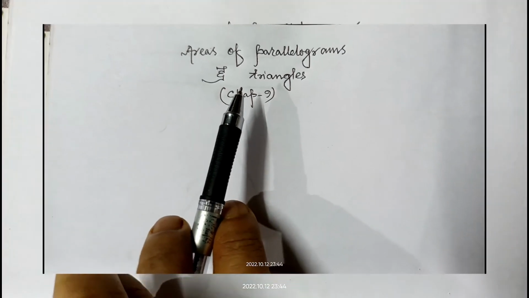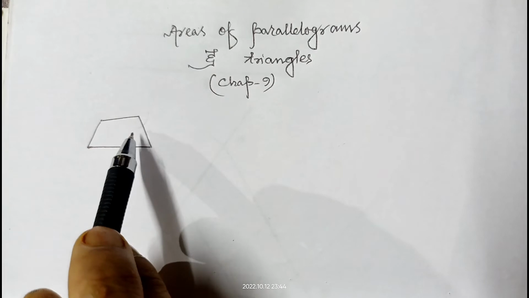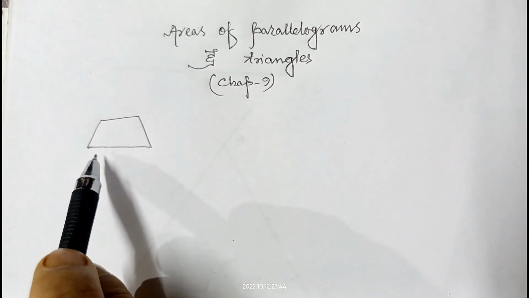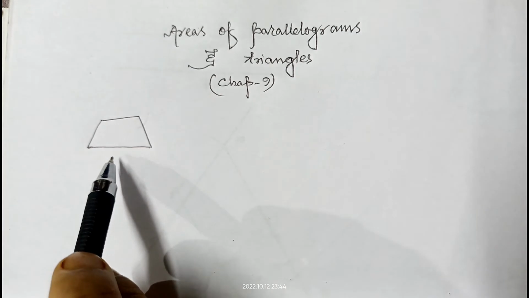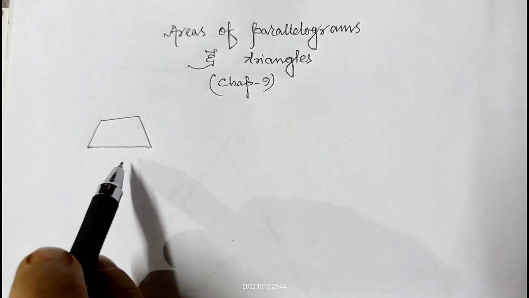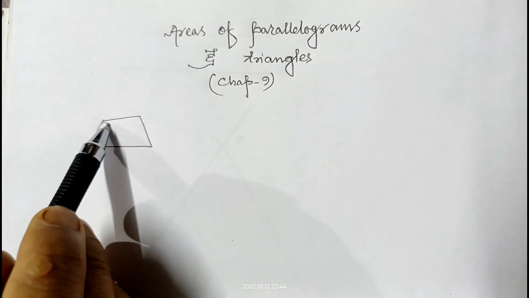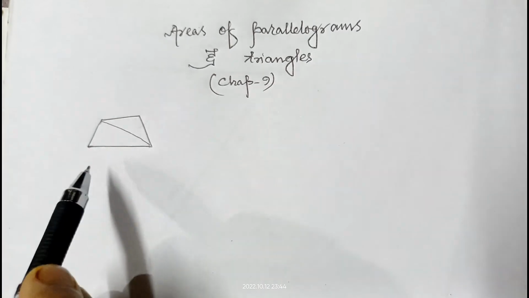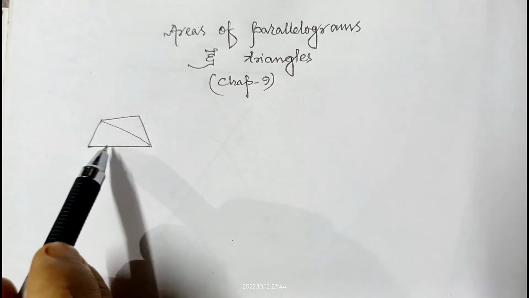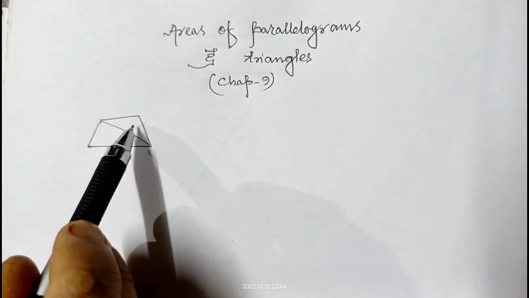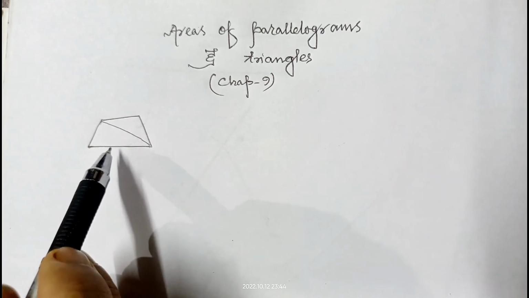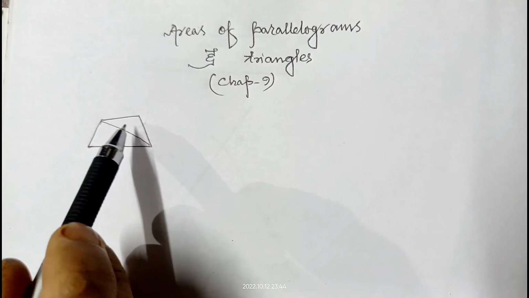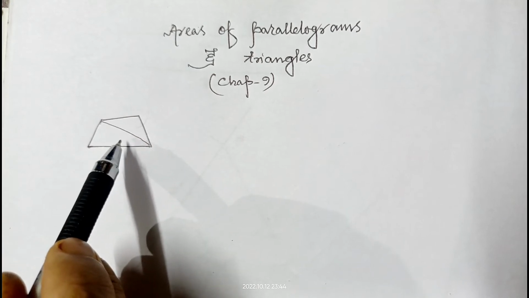Now what is a quadrilateral? A plane figure bounded by 4 line segments is called a quadrilateral. There is no direct formula to find the area of a quadrilateral. If we want, we can divide it into two parts by drawing a diagonal. Then we can find the area of this triangle and area of this triangle. Then if I add the area of the first triangle and the area of the second triangle, I am going to get the area of this quadrilateral.